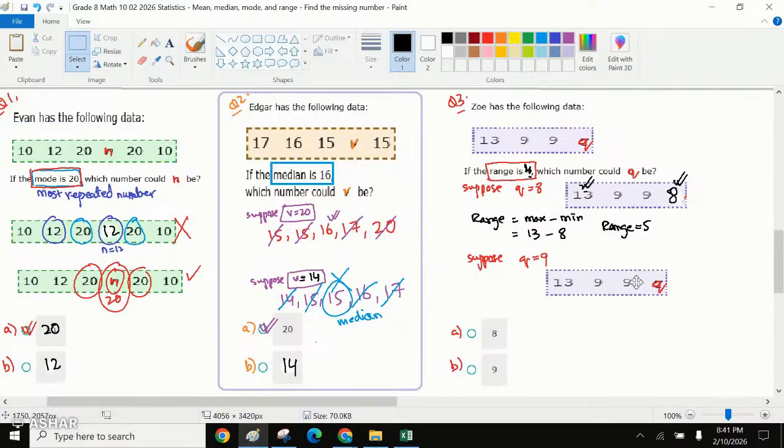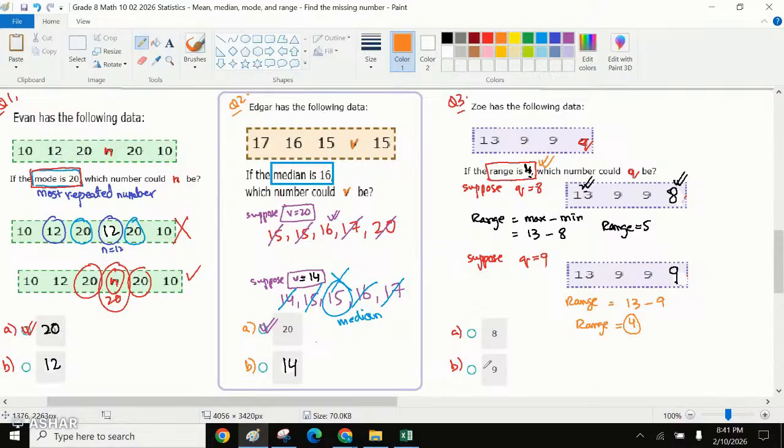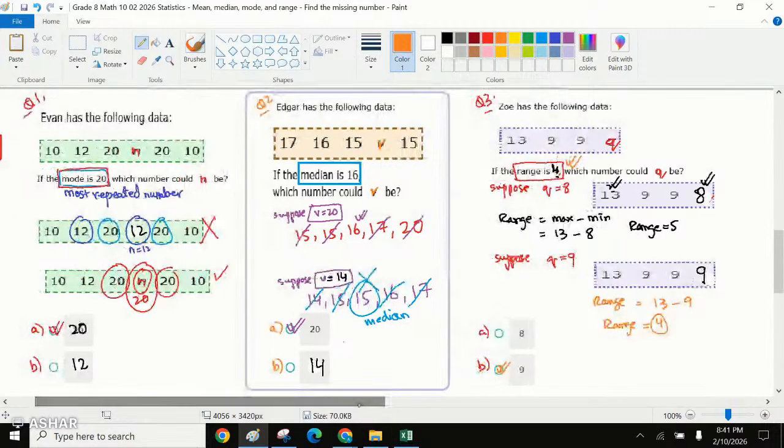Let's try this. Let's put down Q as 9. If we suppose Q as 9, in this case, what should be the range? Maximum number minus the minimum, and the range comes out to be 4. That is exactly the same as defined in the question. So the possible value of Q should be 9. Okay, do we agree on this?